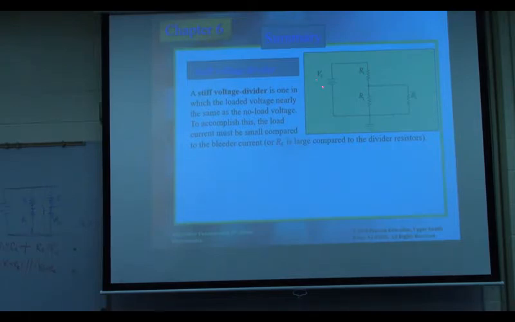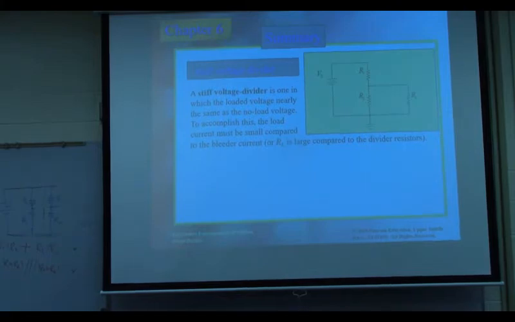For example, if the source equals 10, this one is 1K, and this one is 1K, without this load, what is the voltage here? We don't have this load here. First, what is V2 here? 5. That's easy, right? Because this one equals 1K, this is 1K, they are the same. So they share this 10, so each one is 5.